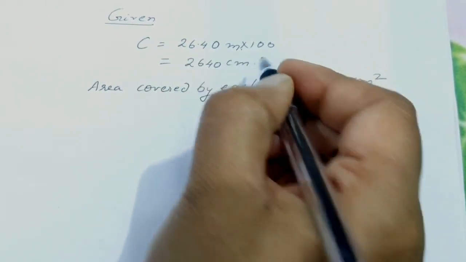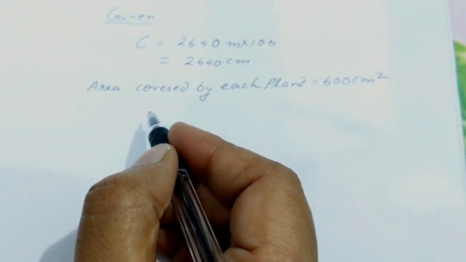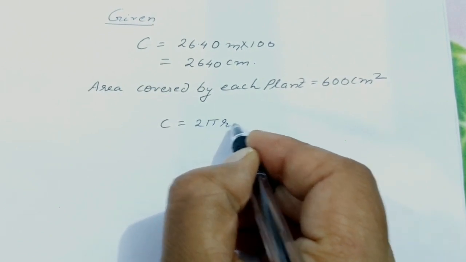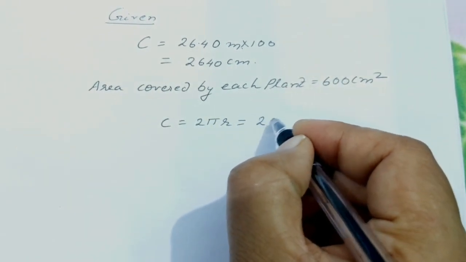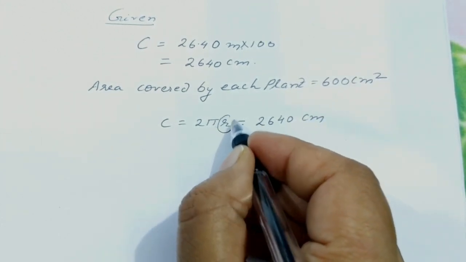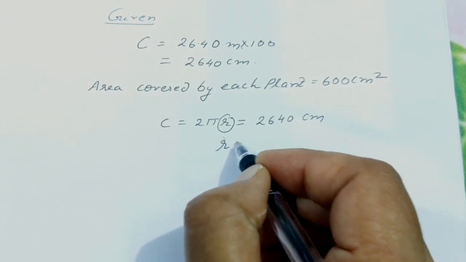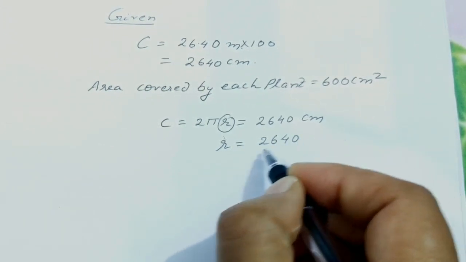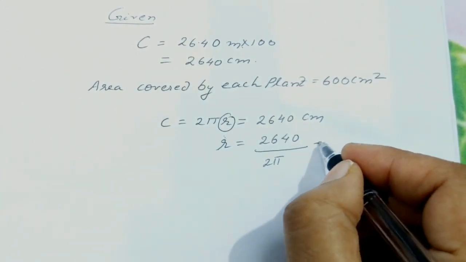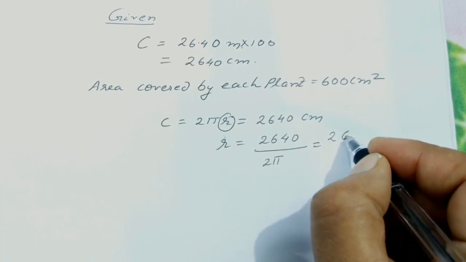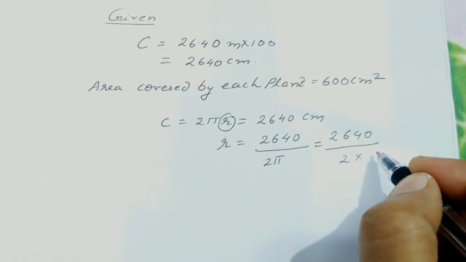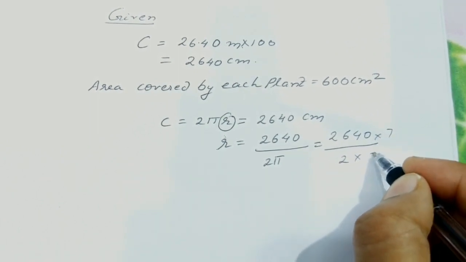2640 centimeter. What is the formula of circumference, children? The formula of circumference is 2 pi r, that is equal to the given circumference, that is 2640 centimeter. From here we can easily calculate the radius of the circle. So radius of the circle is 2640 divided by 2 pi. Substitute the value of pi, it becomes 2640 upon 2 into the reciprocal of 22 by 7, that is 7 by 22.